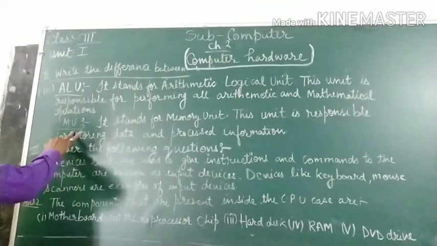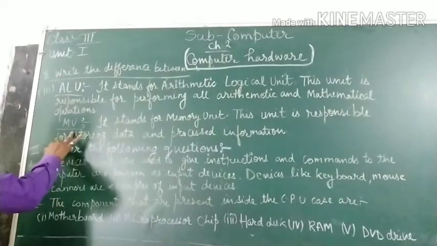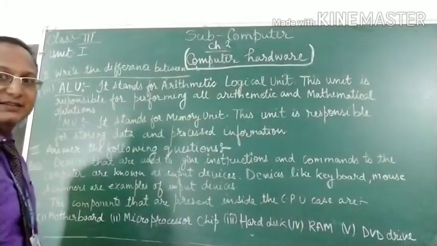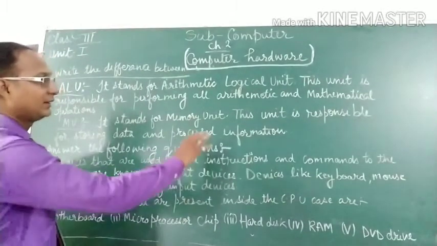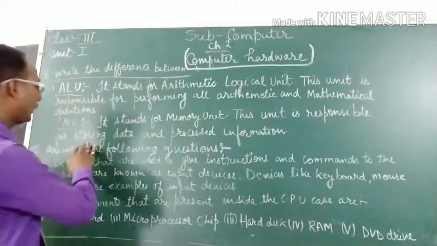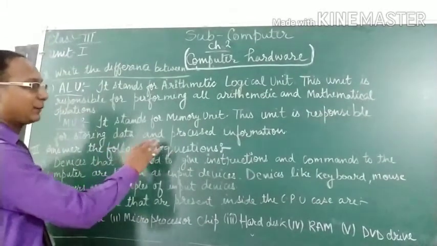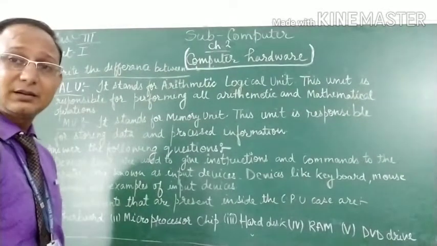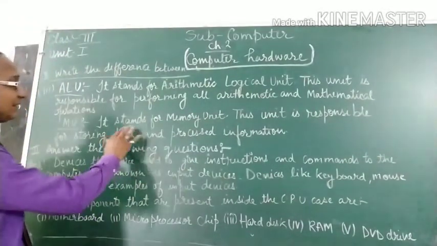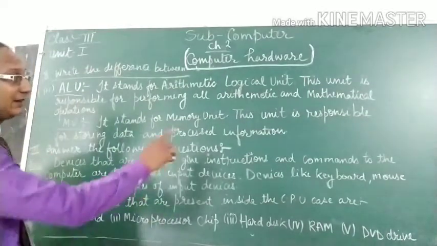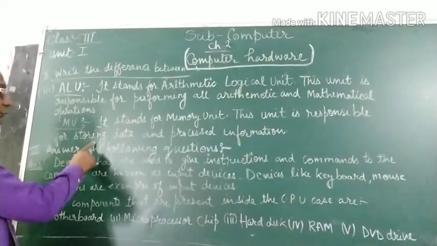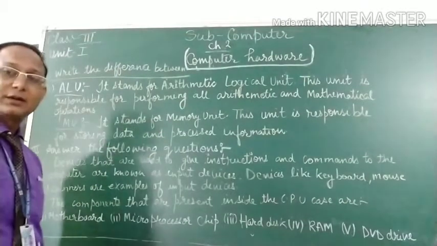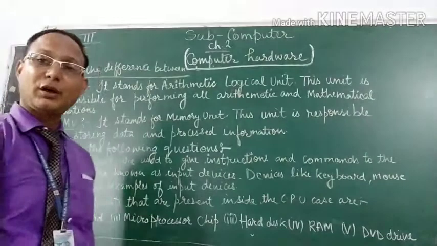Second, you will give the heading MU, and in the next line you will write: it stands for memory unit. This unit is responsible for storing data and processed information. The memory unit stores the data. So what you have to write? It stands for memory unit, and this unit is responsible for storing data and processed information. Yes, note it down in your notebook.